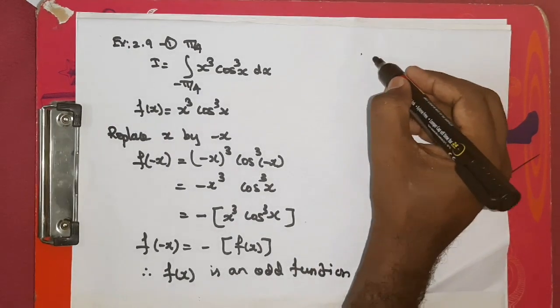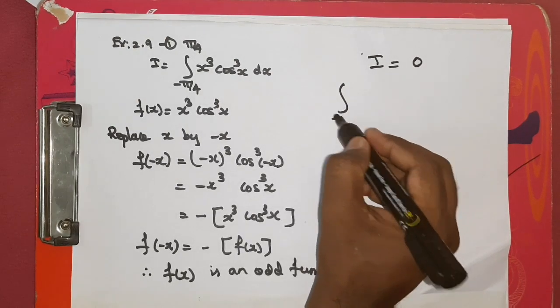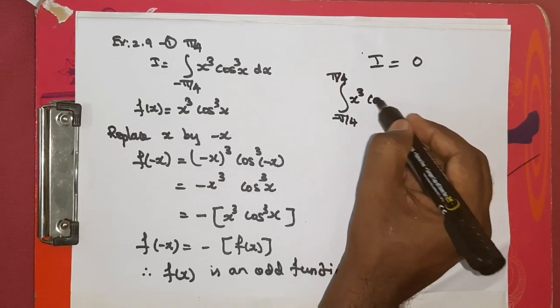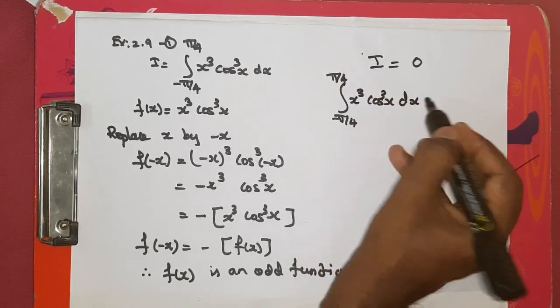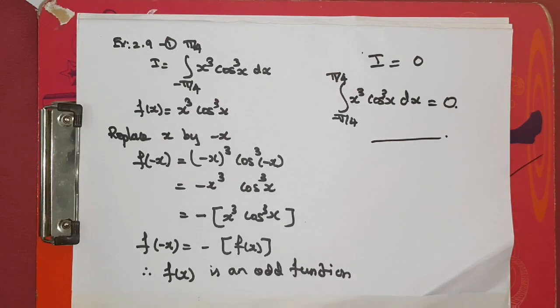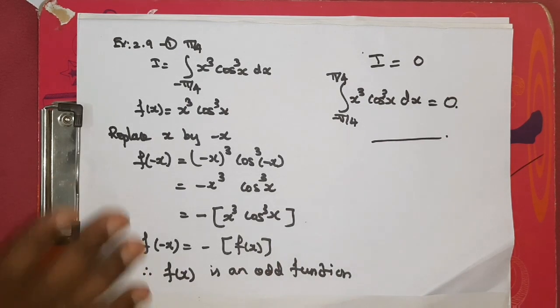So if it is an odd function, the integral answer will be 0. So what is the integral? Minus pi by 4 to plus pi by 4 of x cube into cos cube x dx. This integral value will be equal to 0. You needn't solve it. You can just verify whether the given function is odd or even. If it is confirmed the given function is odd, then the integral value will be equal to 0. So this is the idea.